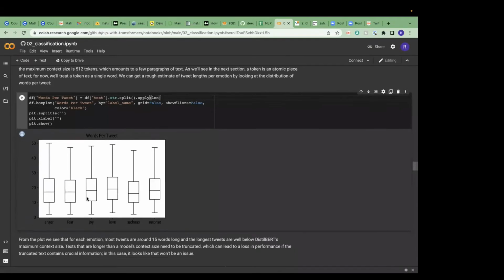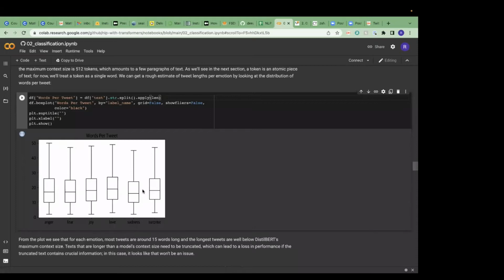So that's what you're seeing here. It's hard to see the labels, but you see anger, fear, joy, love, sadness, surprise, and they're all sitting around a mean of probably 18 words per tweet. So I would say these distributions are pretty similar. There's not one distribution where the mean is hugely different from the other distributions.